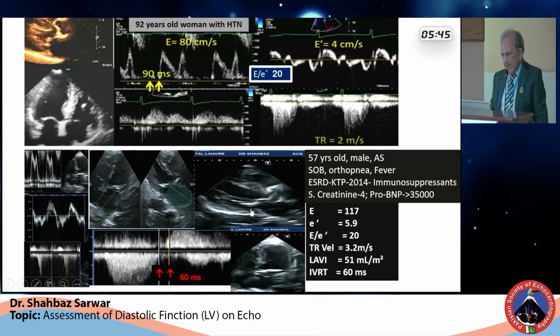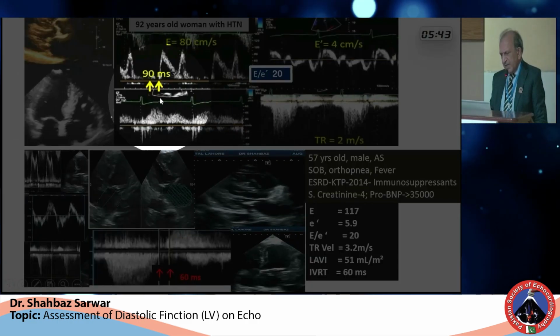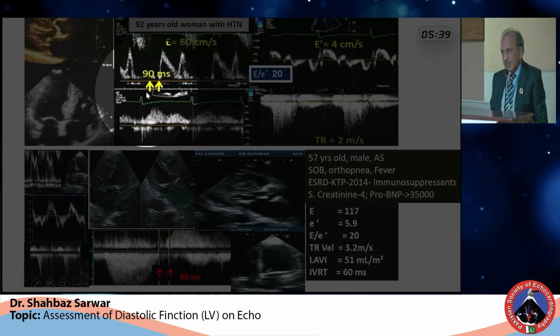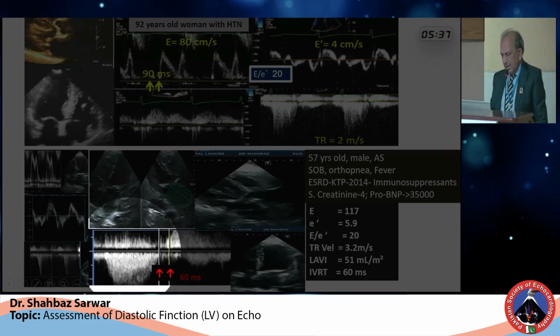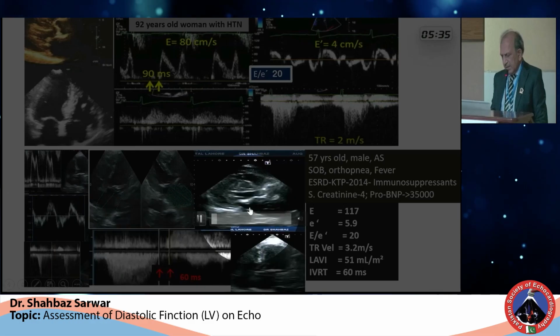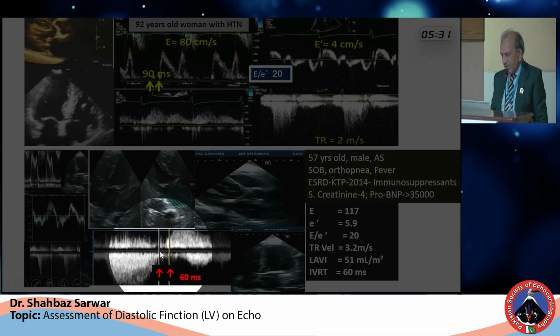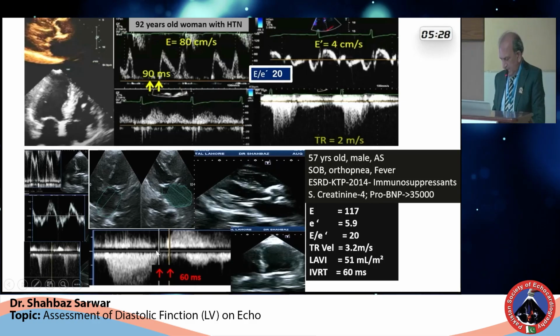These are the two examples you see here with significant MAC. IVRT is more than 90, so filling pressure is normal. And you see in this patient, again with significant MAC, IVRT is less than 60, so filling pressure is increased.